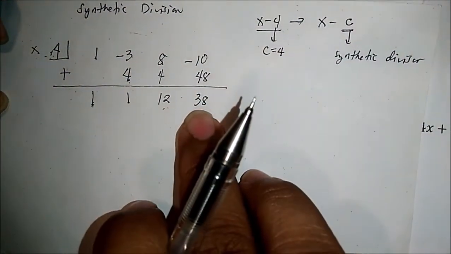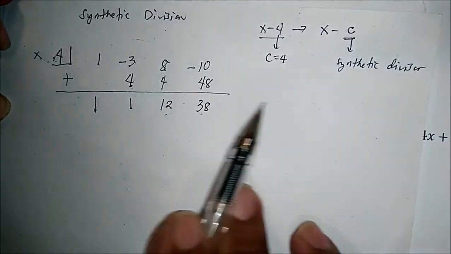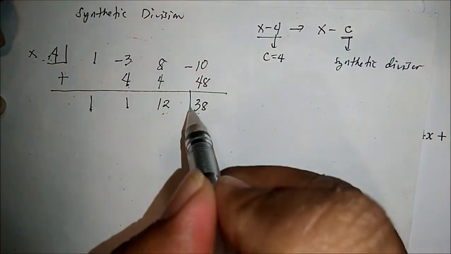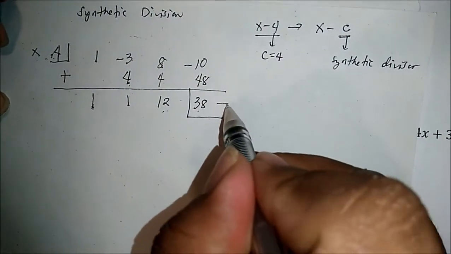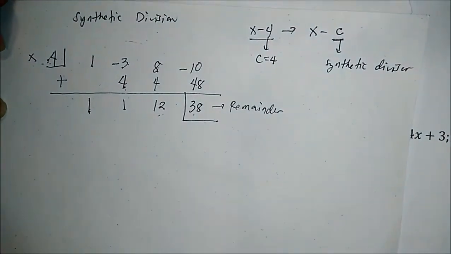Now, etong nasa dulo, hindi na natin pwedeng i-multiply. Bakit? Wala na tayong paglalagyan dito. Wala nang next column. So, dahil hindi na siya i-multiply, ang tawag natin dito ay remainder. So, this is the remainder. Ngayon, kuha kagad yung remainder.